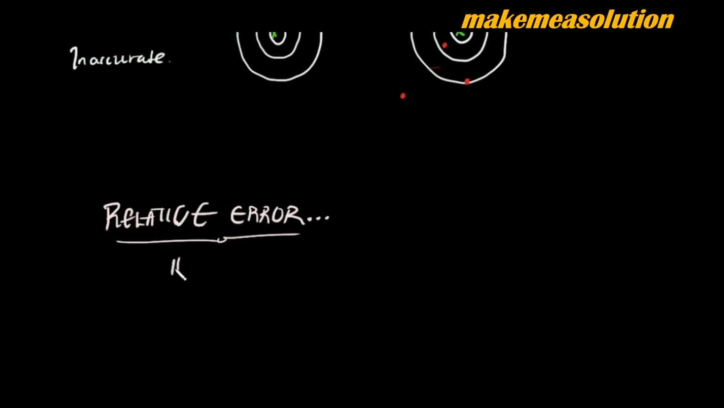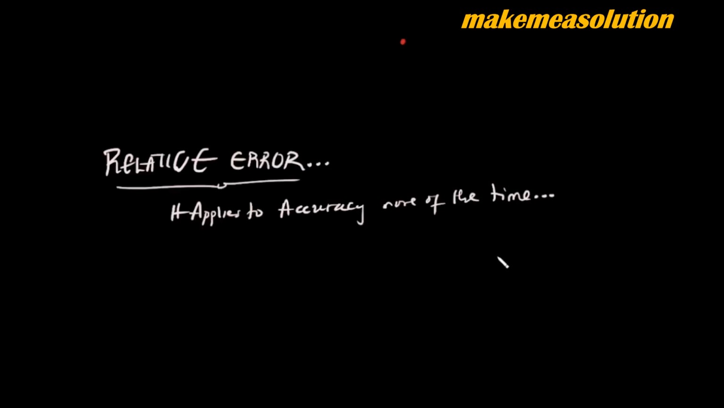Relative error applies to accuracy more of the time. Now please, there are two types of relative error. There's a relative error for accuracy and a relative error for precision. So let me explain the relative error for accuracy.